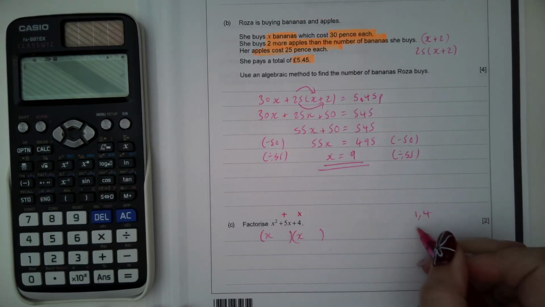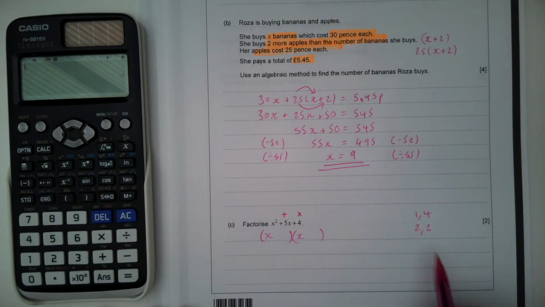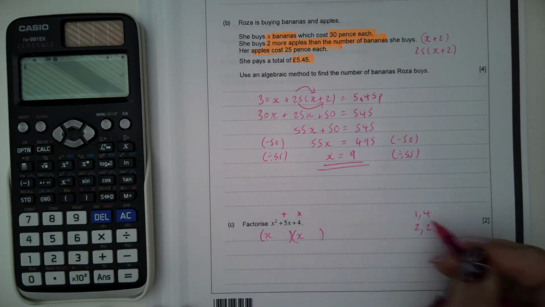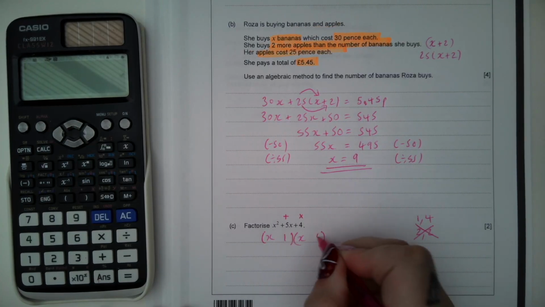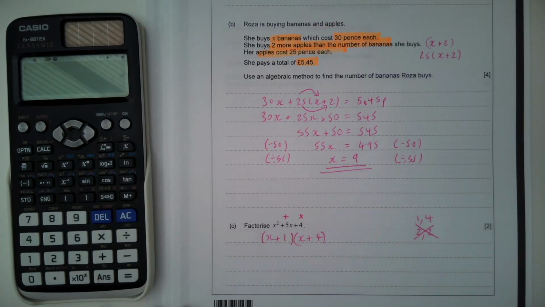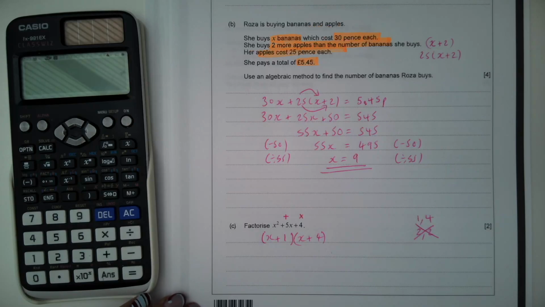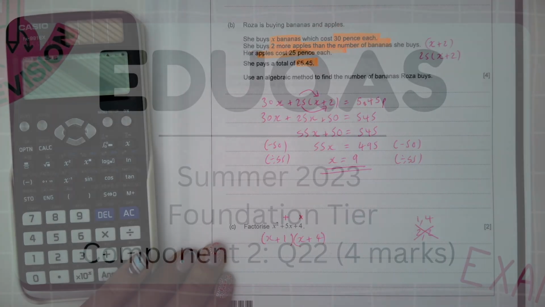So we could have 1 times 4 or 2 times 2. 2 plus 2 is 4, so it can't be that pair. 1 plus 4 is 5, so it must be 1 and 4, and they're both positive. So we factorise that expression into two brackets.